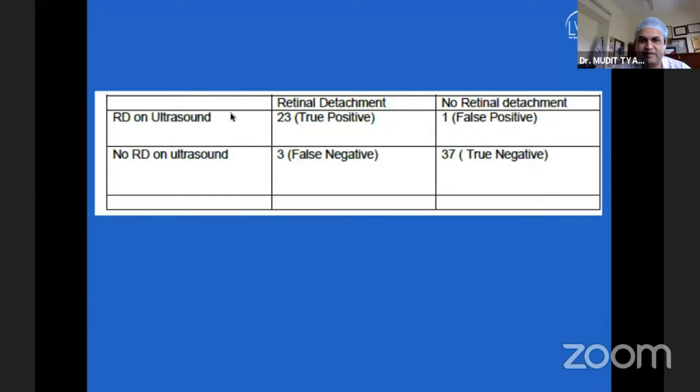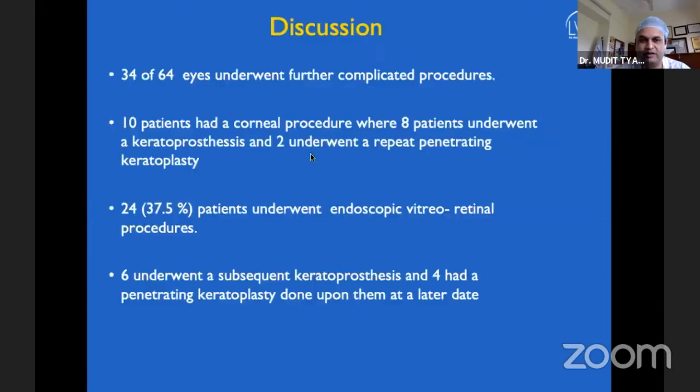So when we did a B scan, we found that there were 23 eyes which had an RD on B ultrasound, and we could even locate that with the help of a B scan, but we did have one false positive. Similarly, we had 3 false negatives, which means that there were actually no RDs, whereas an ultrasound was showing those thick membranes over there.